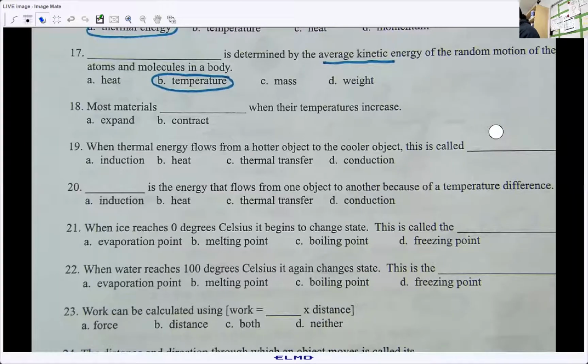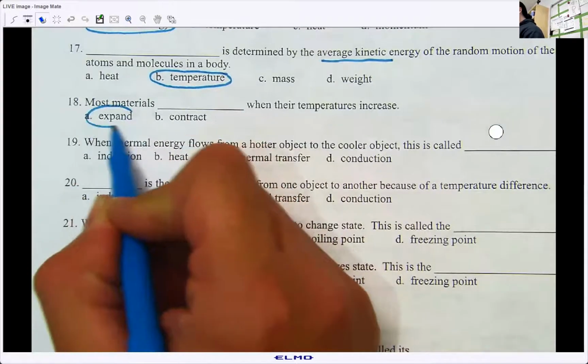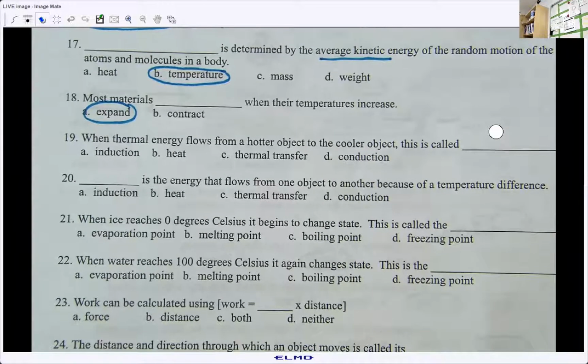Most materials will do one of two things: expand or contract. So when things heat up, they expand. What happens to the particles as they heat up? They move faster, and faster and faster. When they move faster, that causes the thing to get bigger.